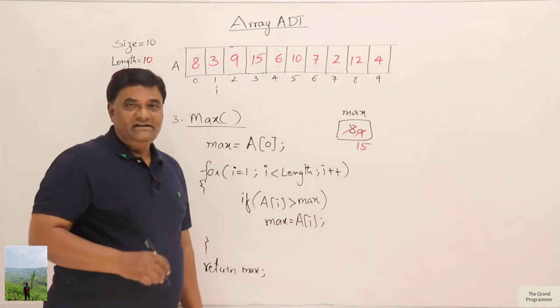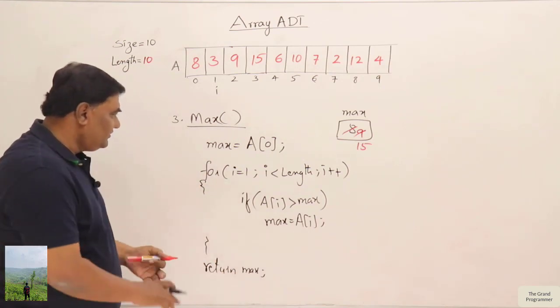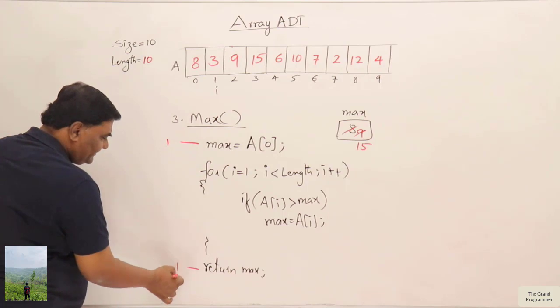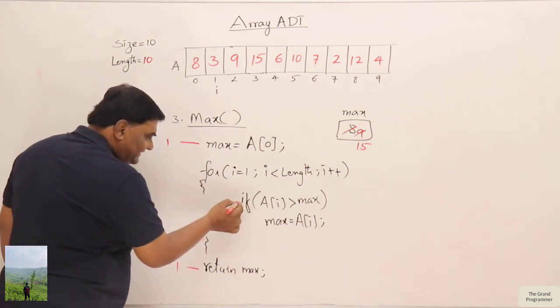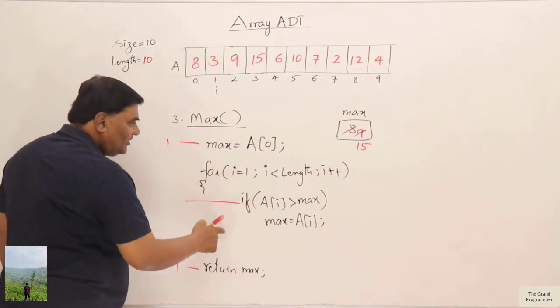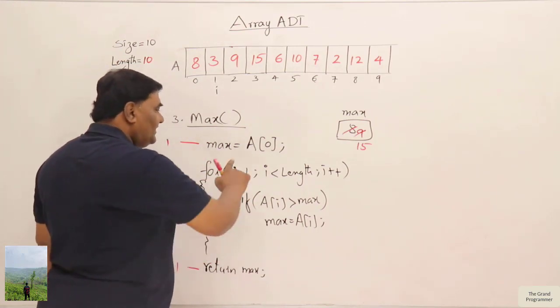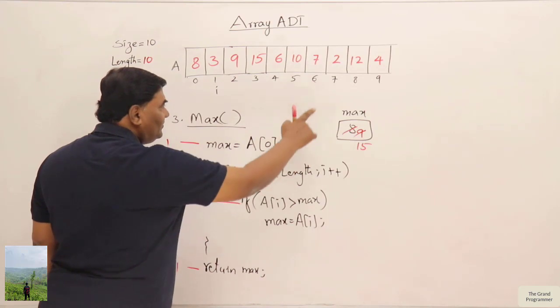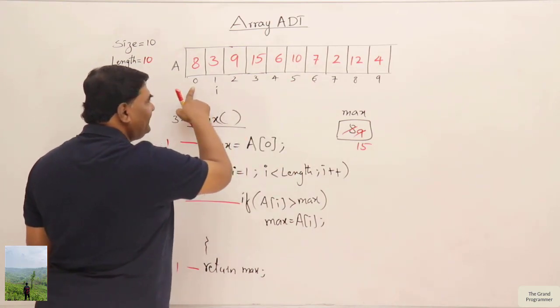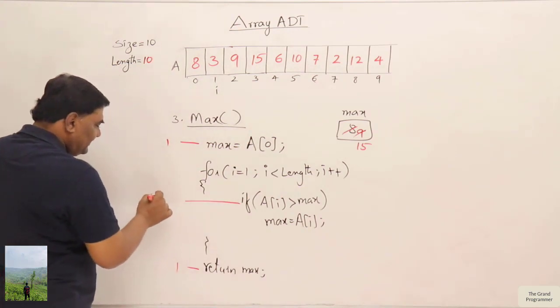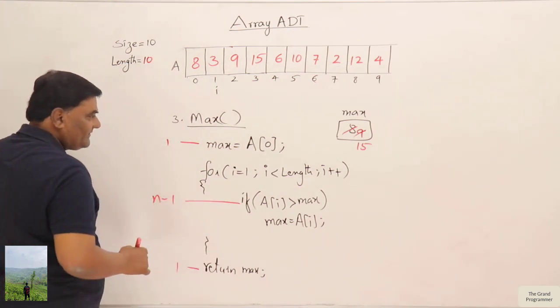Now let us see the analysis. Inside the code, I will write down here: this statement takes 1 unit of time, this statement takes 1 unit of time, and this conditional statement is inside the loop. How many times will it execute? It depends on the number of times the loop will execute. The loop will execute from 1 to the last element, so just one element less, almost n minus 1 elements. So this will be executed n minus 1 times.